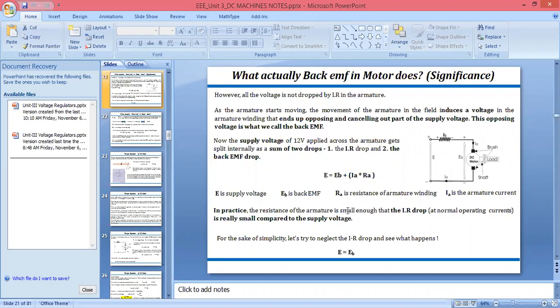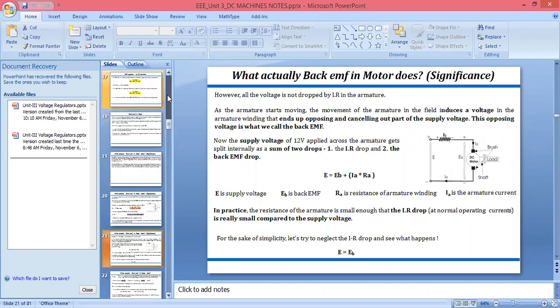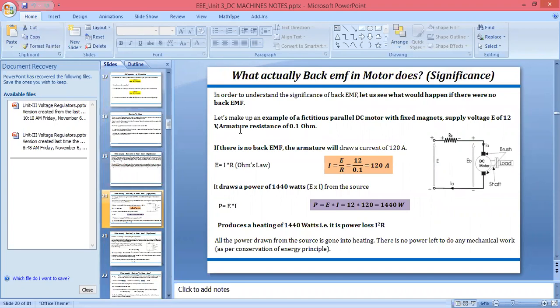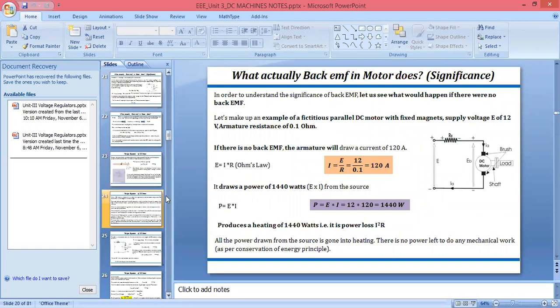If you are calculating the value for the resistance, we are taking it as very small compared to the supply voltage, because when I explained the circuit diagram, I told you we are taking the resistance 0.14 and its value is very less in comparison with the supply voltage.